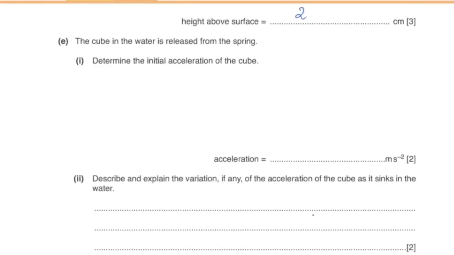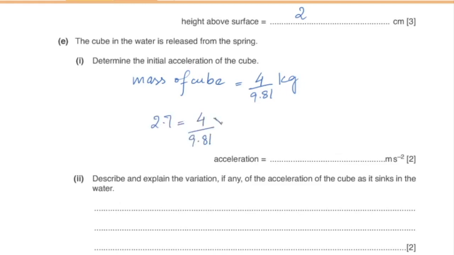Part E, the cube in the water is released from the spring. Determine the initial acceleration of the cube. So first of all, we need to know the mass of the cube. This is equal to the weight of the cube divided by the value g. And the force that's exerted by the cube is 2.7 newtons. So this is the mass. Now the force that's exerted by the cube on the spring is 2.7 newtons. This is equal to the mass of the cube multiplied by the acceleration. Hence the initial acceleration of the cube is 6.6 meters per second squared.